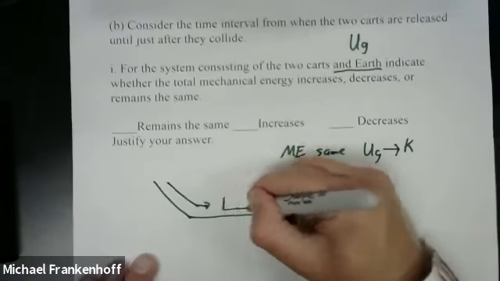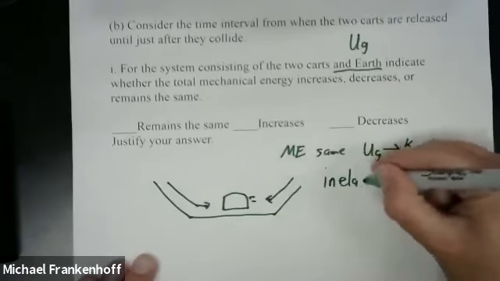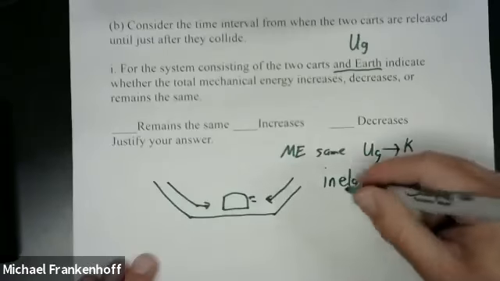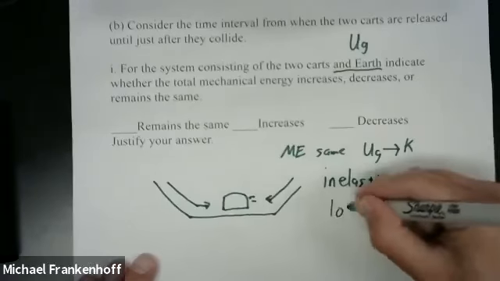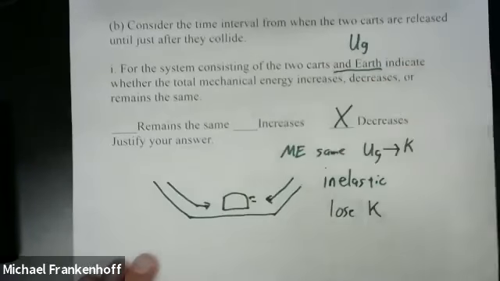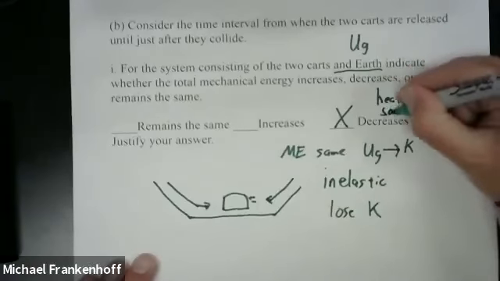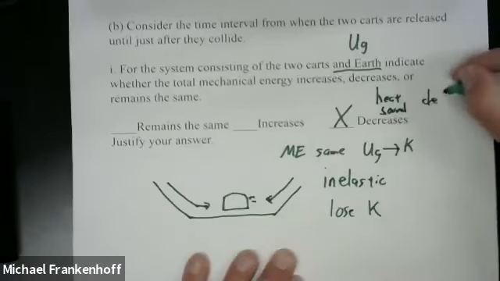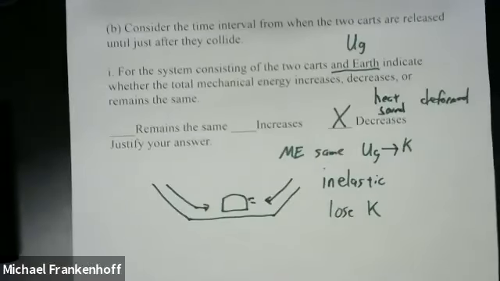But when they collide and stick together, that, by definition, is an inelastic collision. It is a perfectly inelastic collision. And in an inelastic collision, we lose kinetic energy. So the system will actually have its energy decrease in that case. Where did it go? Heat, sound, maybe the objects deformed as they hit each other and stuck together. So that is why it decreases for the system being the two carts and the Earth there.